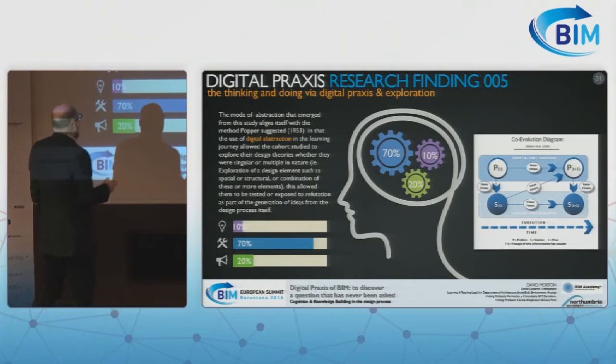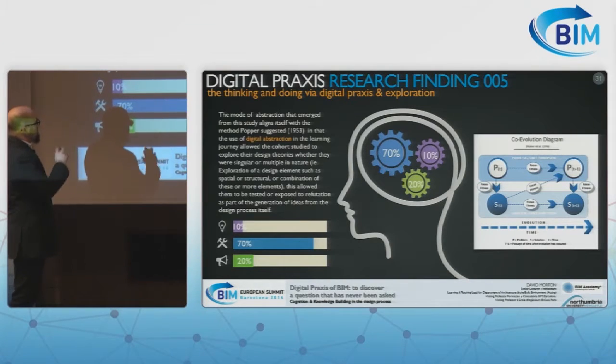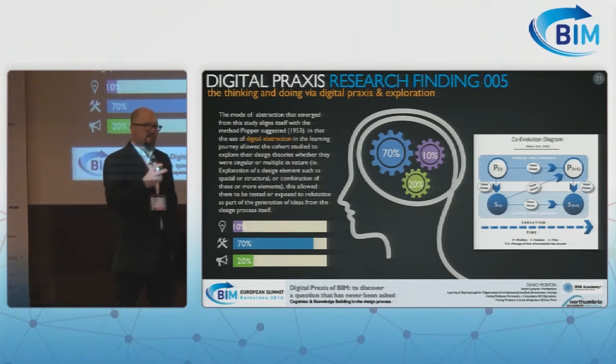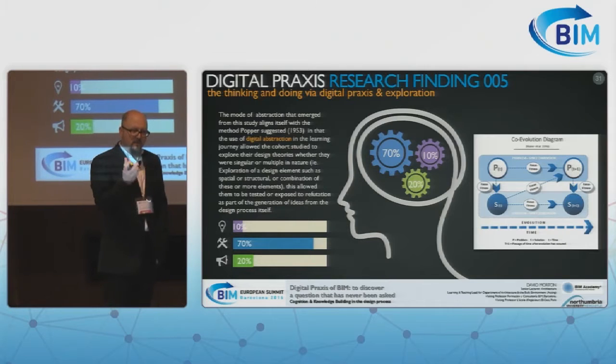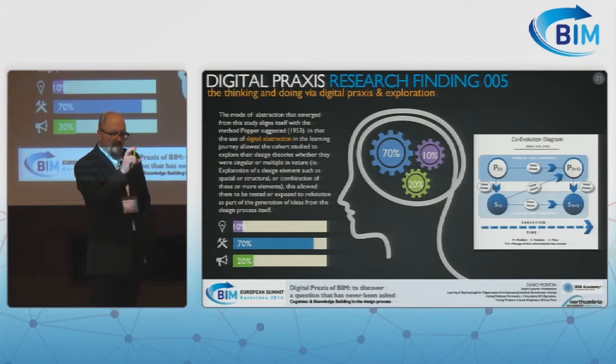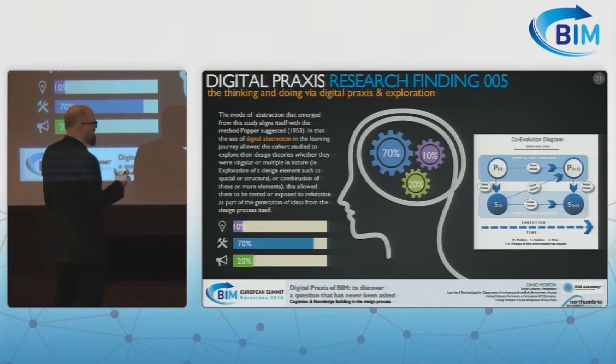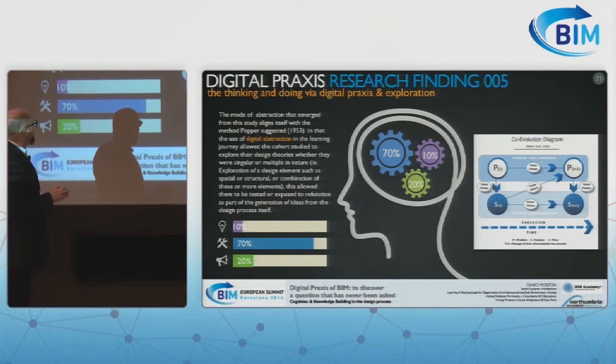In terms of the way in which they studied, 70% of their activity was looking at the way in which they explored spaces. Why? Because they could model things very quickly, try it, look at it, and try and understand what effects their design changes were making in terms of the final architectural project.